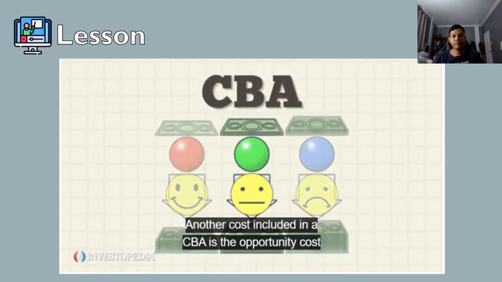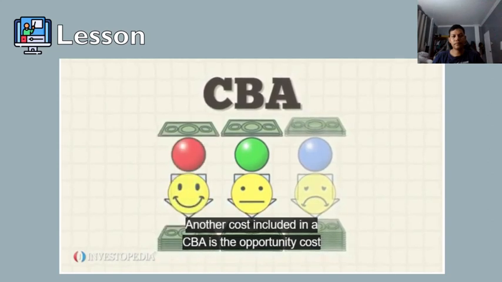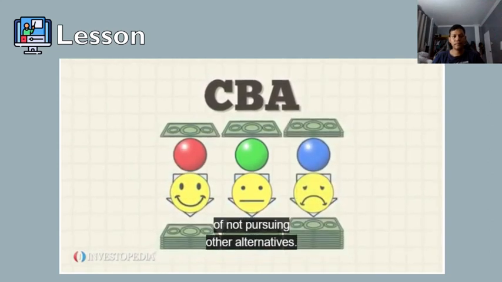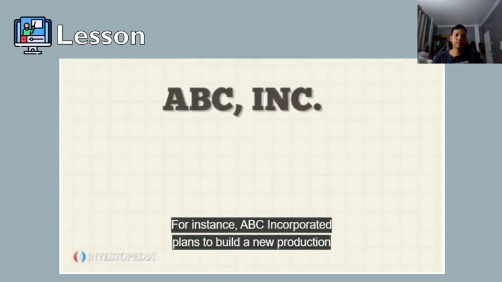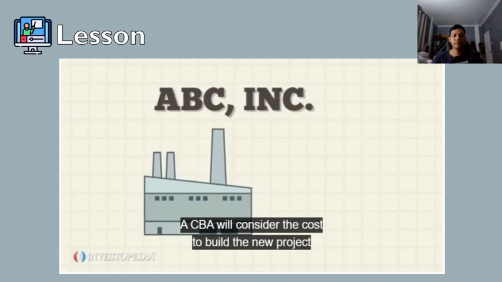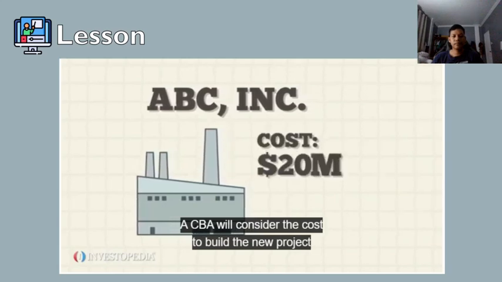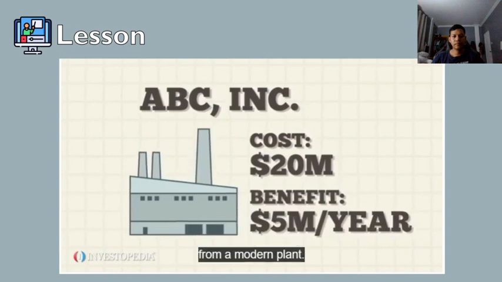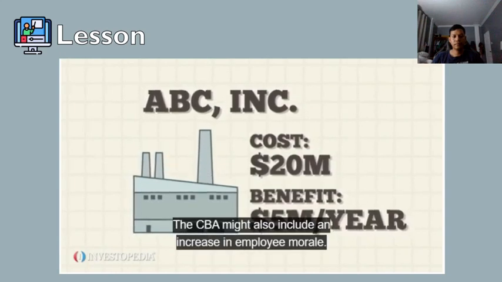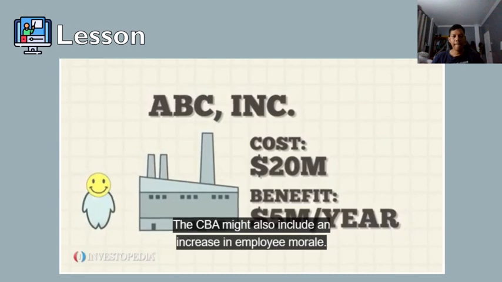Another cost included in a CBA is the opportunity cost of not pursuing other alternatives. For instance, ABC Incorporated plans to build a new production facility. A CBA will consider the cost to build the new project against the benefits of added productivity from a modern plant. The CBA might also include an increase in employee morale.